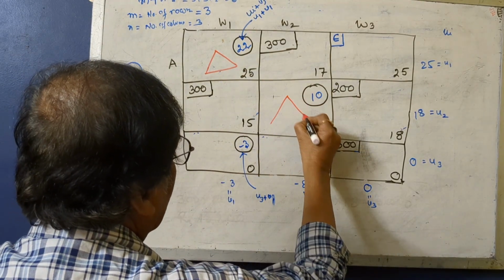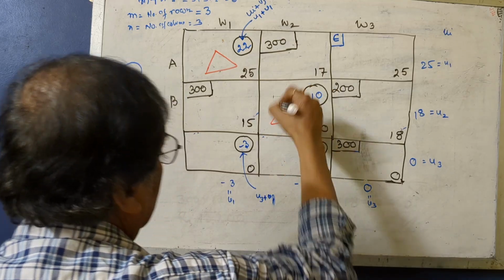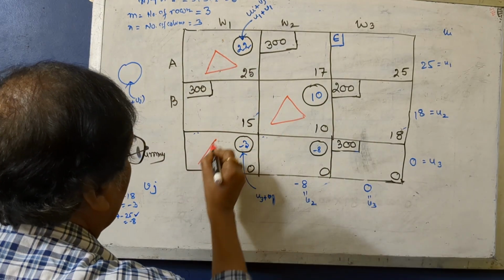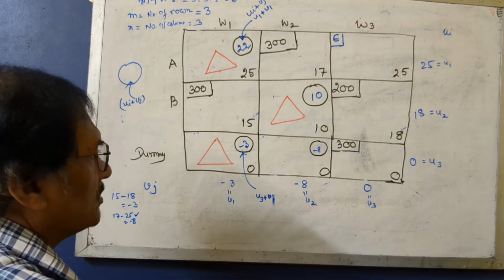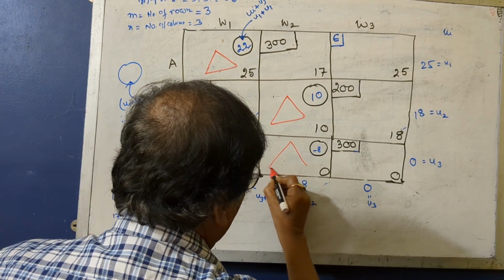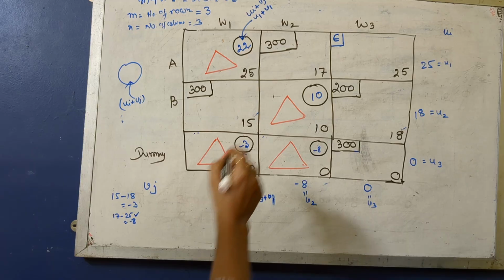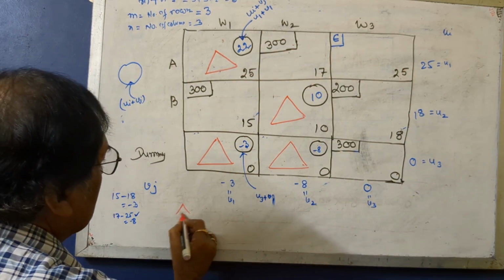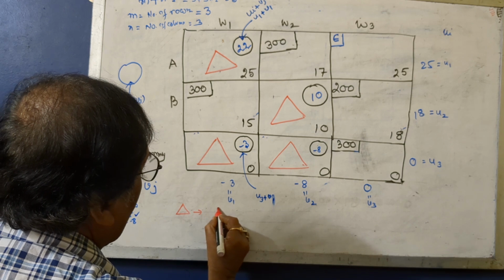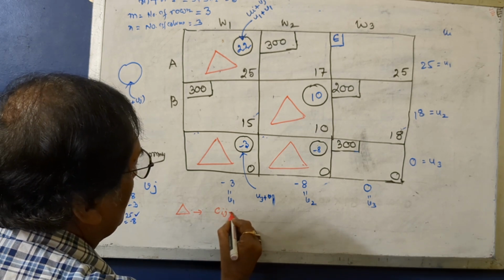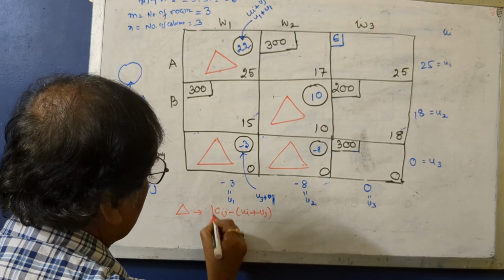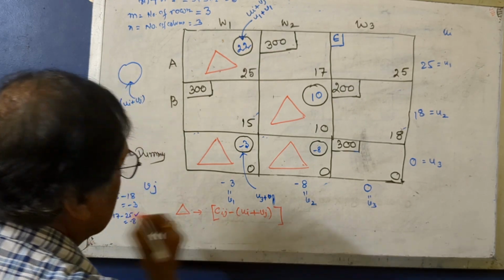You put a triangle on the circle's box, that means on this non-basic cell. This is the non-basic cell. What is the cost effect for that? I am showing this triangle. So, what value will you write? Within the triangle, we have to write Cij minus (Ui plus Vj). This is the value inside the triangle.